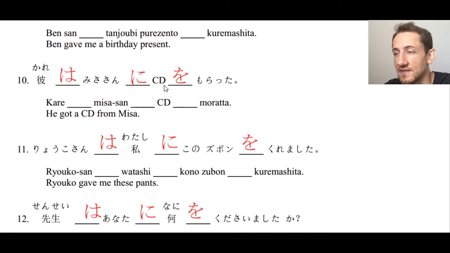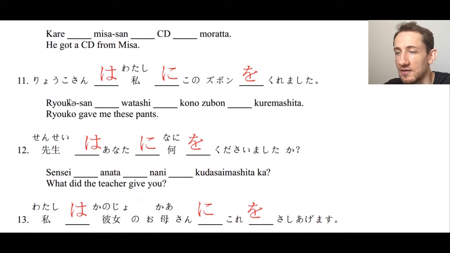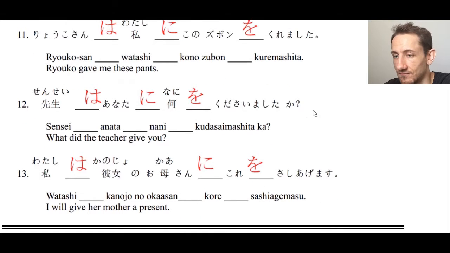Number 10, he got a CD from Misa. 彼はミサさんに CD をもらった。彼はミサさんから CD をもらった。Both are okay. Number 11, りょうこ gave me these pants. りょうこさんは私にこのズボンをくれました。And number 12, what did the teacher give you?